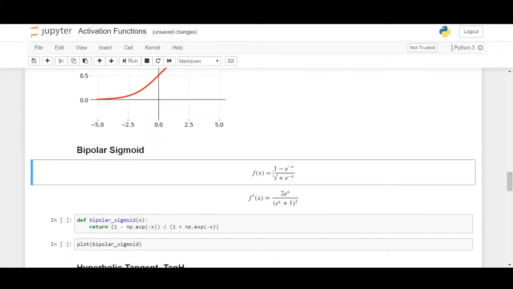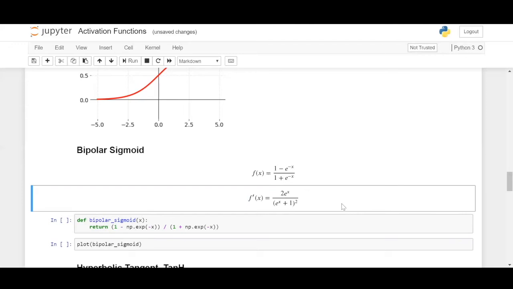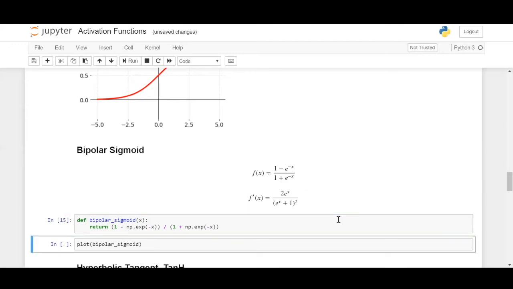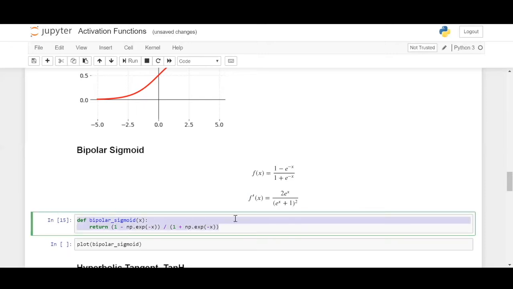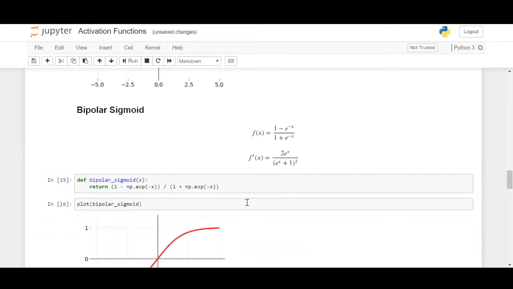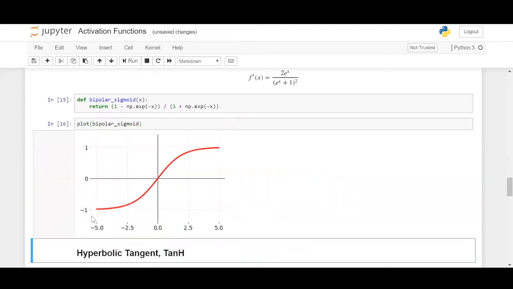As you can see, the formula is pretty straightforward: 1 minus e power minus x divided by 1 plus e power minus x. And the differential of this is 2 e power x divided by e power x plus 1, the whole square. So let's define it using this, 1 minus e power minus x divided by 1 plus e power minus x, and plot it out here. So bipolar sigmoid, as the name says, is between minus 1 comma plus 1.